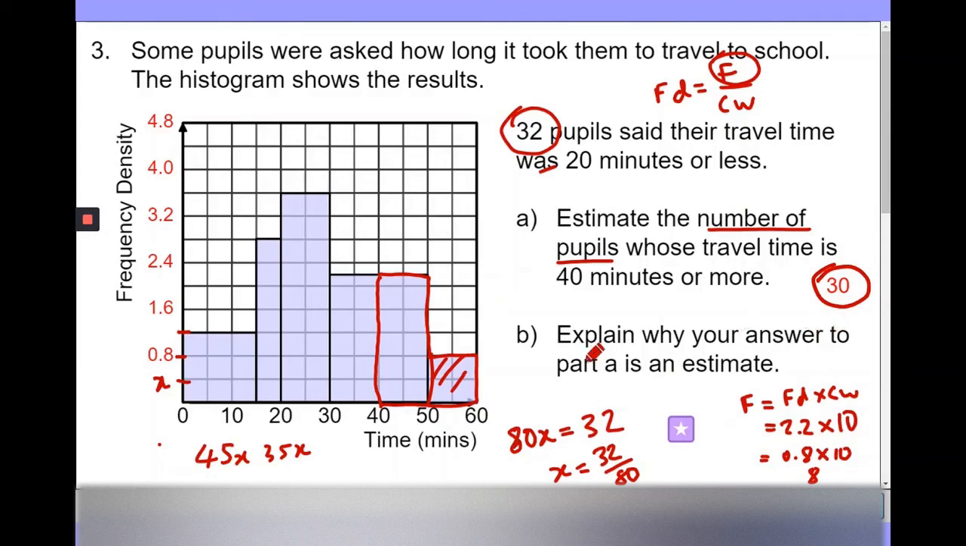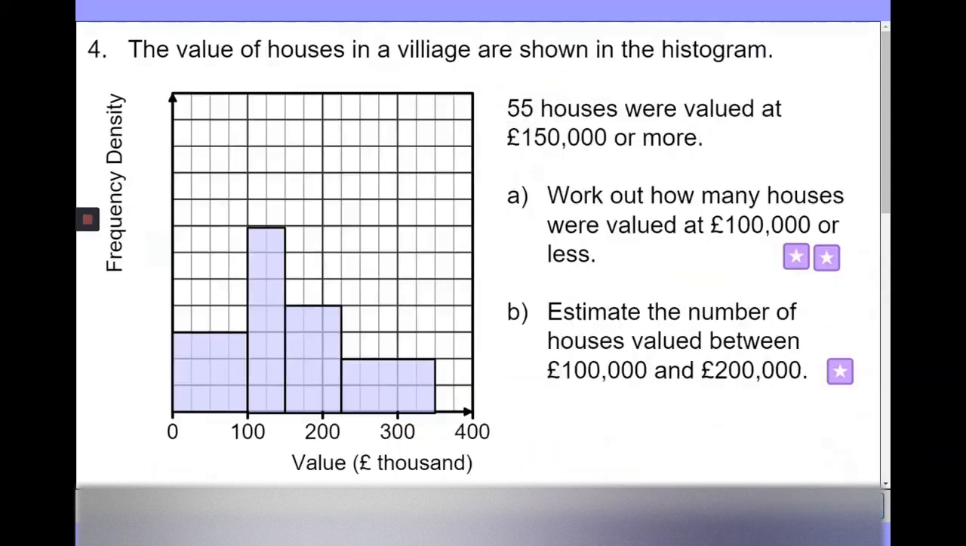Now it says explain why our answer is an estimate. Well, you can see that we've split this bar in half. Now, if you were doing a survey and you were tallying people who wait from 30 to 50 minutes, it doesn't mean that they're spread equally. We've assumed that they're spread out equally here. In reality, maybe 90% of people were waiting between 30 and 40 minutes, and just 10% are represented by this side, but we're assuming an even distribution. So that is the third question.